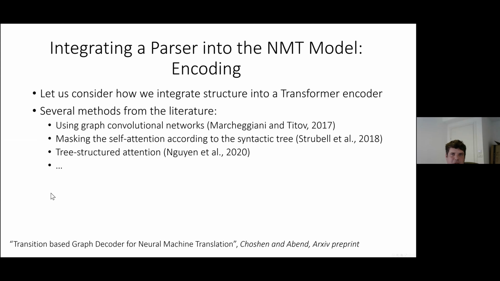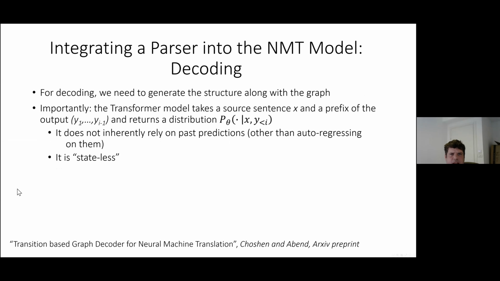But of course, when you do decoding, you don't know the structure in advance. You don't know the sentence in advance, so you need to parse and generate at the same time. And here our approach starts from the statelessness of the transformer. So the fact that the transformer does not inherently rely on its past predictions. It doesn't keep a hidden state of where it is in the prediction. Its only relation to its past predictions is that it auto-regresses on them, right? It kind of feeds them back into the decoder, it re-encodes them.